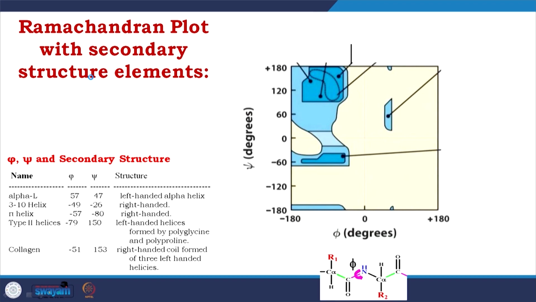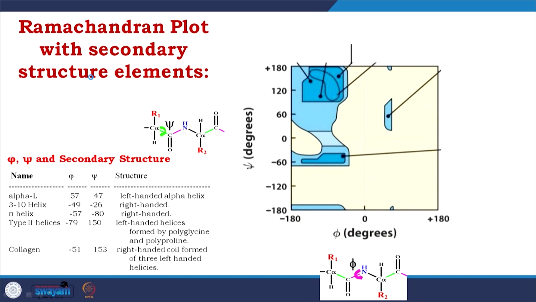So if you see here, this is the plot. As I told, the plot is made by putting phi on the x axis and psi on the y axis. If you see, this is phi, between C and N, and this is psi, between C alpha and C.